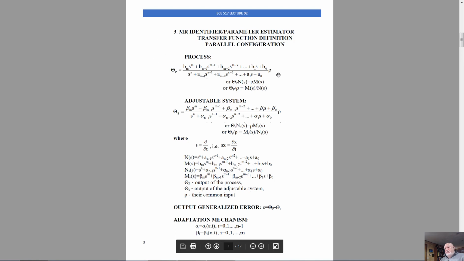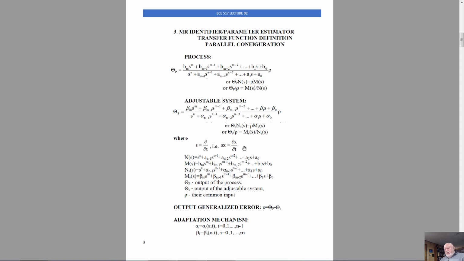But now let me go back and take a look at the mathematical expressions. For the process, we have this transfer function. The output of the process, theta process, is defined as the transfer function times the input rho. Well, this is an attempt to represent the same relationship using polynomials of S. For the adjustable system, we also have the transfer function, but parameters of this transfer function are alpha and beta, and these parameters are adjustable. We don't know parameters B and parameters A, but we do have the ability to monitor the output, extract the error, and so on. And based on the error information, based on the input signal, we have the ability to deploy an adaptation mechanism to adjust parameters beta and parameters alpha.